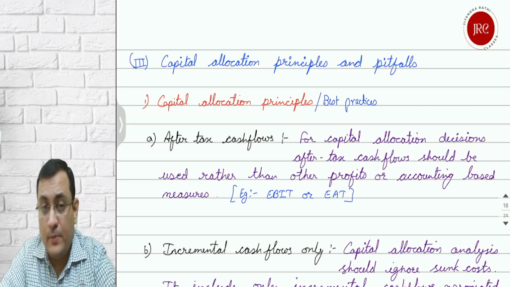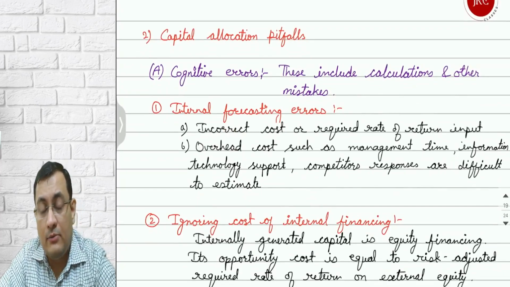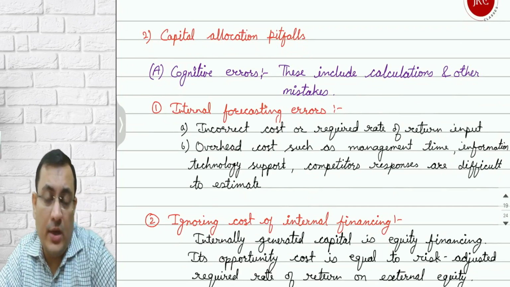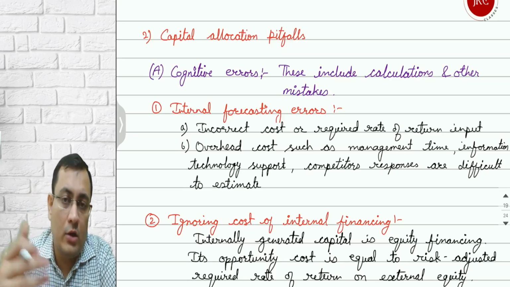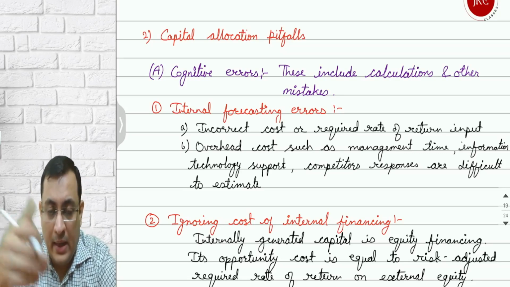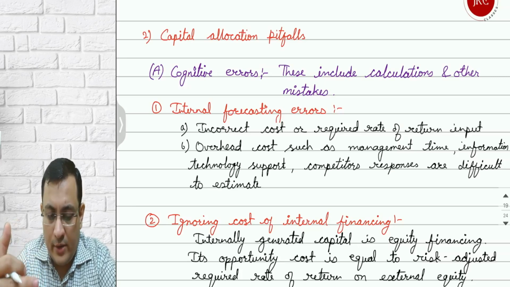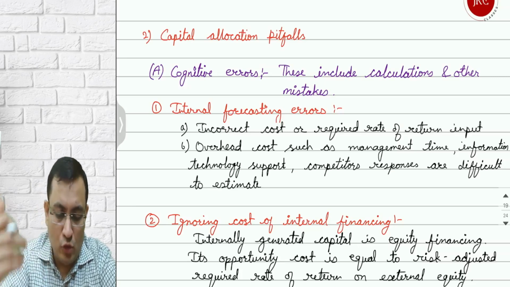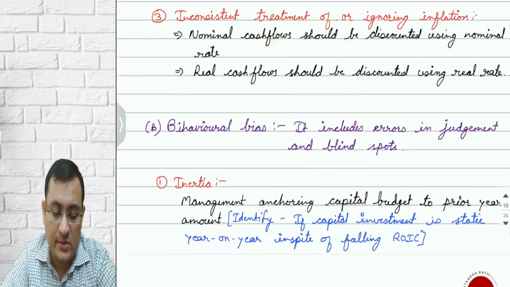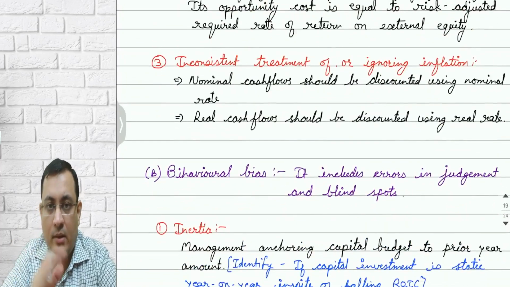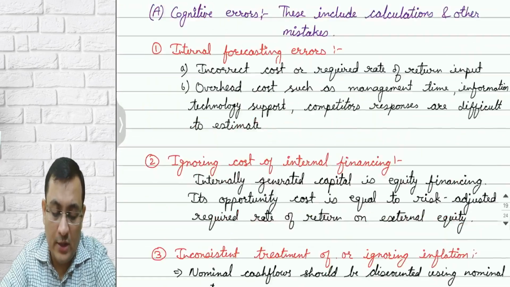Pitfalls mean the errors or the biases which may happen while taking the capital investment decision. Here we will be given a certain situation and we may be asked to identify the error or the bias which is happening in the particular analysis. We are going to divide these pitfalls into two parts: the first is cognitive error, that is calculation and other mistakes, and the second is bias. Bias means some judgment error, some biasedness towards a particular side.